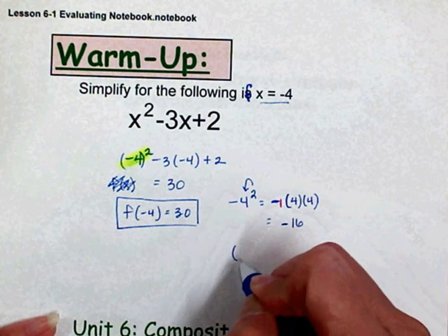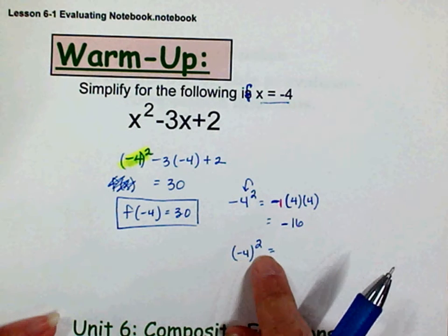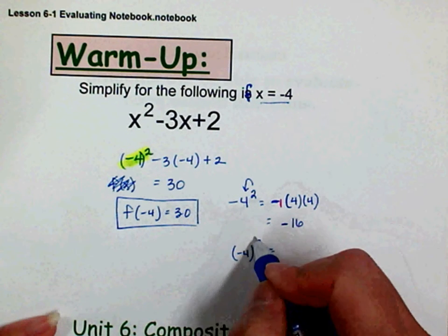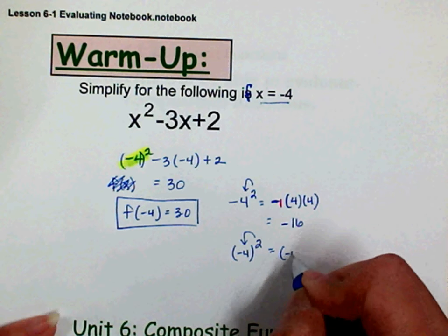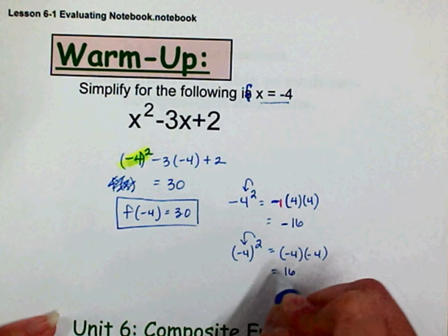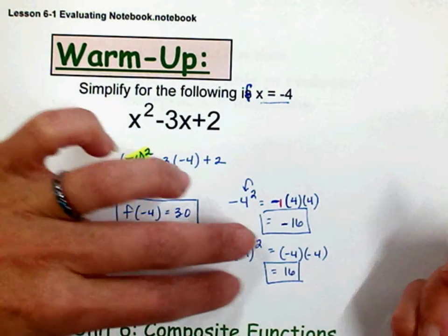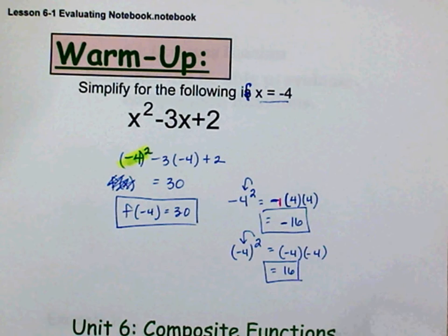But if you put your parentheses around that -4 and your square outside, this whole thing is being squared. So that's the same as -4 times -4, which is positive 16. Do you see how those two are not the same? Okay, so make sure you are aware of when to put parentheses, when you don't need to put parentheses. All right, so there you have it for 6-1.